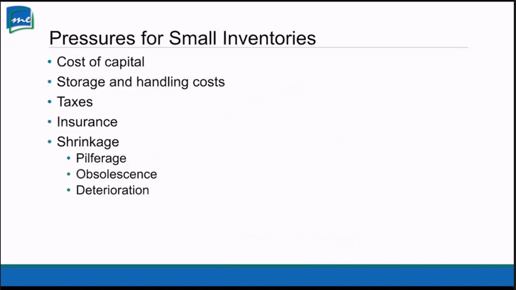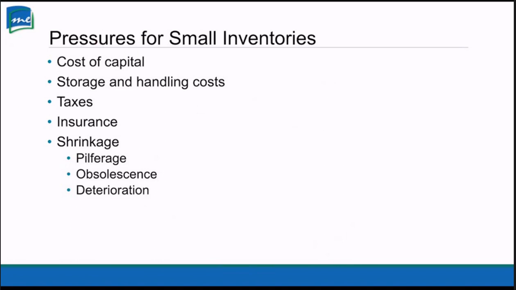Now let's take a look at two things: the pressures for small inventories and the pressures for large inventories. So I'll give you all the information about what kinds of costs and what kinds of things you will meet if you keep small inventories and if you keep large inventories. So for small inventories, why does a company want to keep small inventories? Because of the cost: the cost of capital, the handling cost, the taxes, the insurance, and shrinkage. What is the first one? The cost of capital.